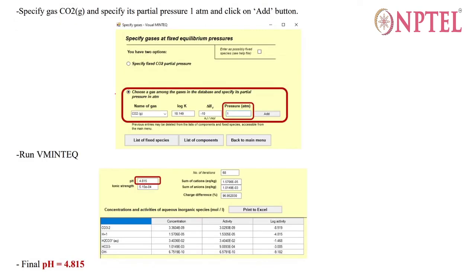So just go there, choose a gas from this option only, not from that option. From this option, I'm going to drop down to CO2, and here 1 atm pressure. Just add it here, then run VMinteq, and you will get the pH as 4.815, right? So this is your final pH, 4.815.